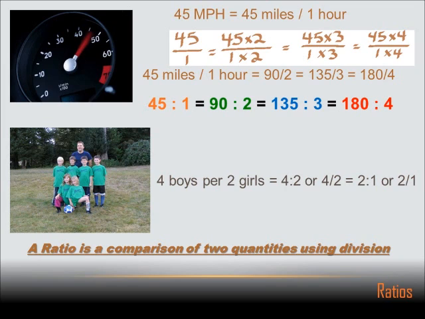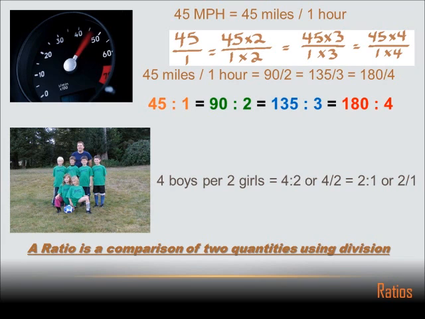Well, that means that the ratio of boys to girls is four boys to two girls. And I could write it with the colon, or I could write it with a division sign, 4 to 2. And just like you can simplify a fraction, 4 over 2 can be simplified, a ratio can be simplified too. If I simplify 4 over 2, it simplifies to 2 over 1.